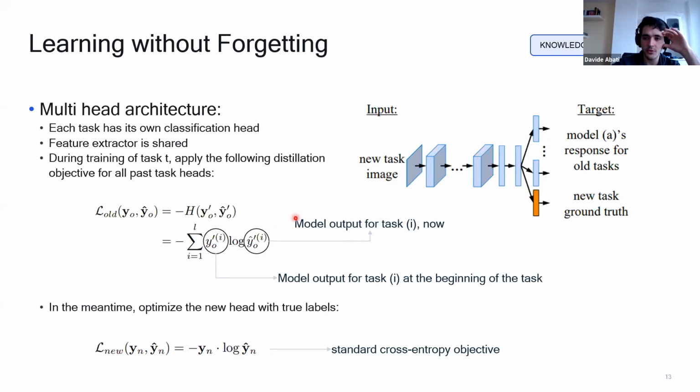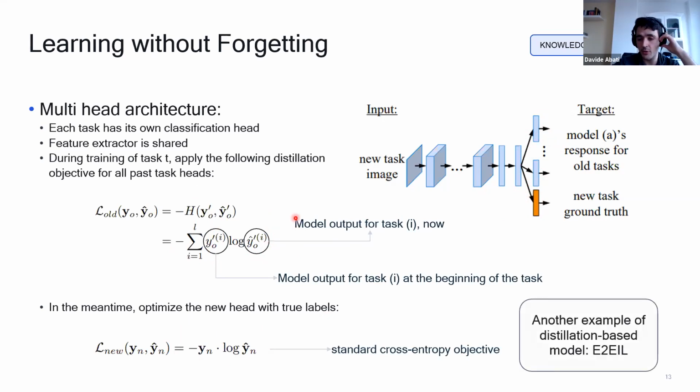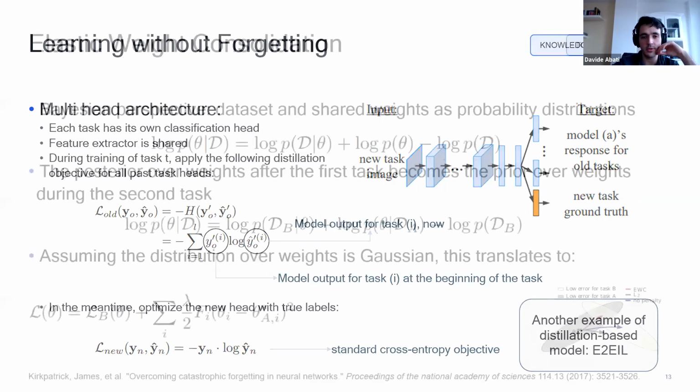All right, 2 out of 5. There are other, of course, model distillation approaches. End-to-end incremental learning is one of them. iCaRL is another one of them, very, very famous. But they just use the same principle, so I won't discuss them.